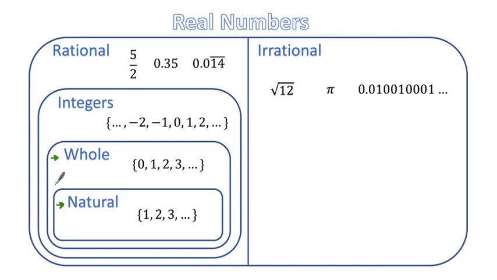Our whole numbers include our natural numbers, but also include 0, a number that is not included in our natural numbers. So the difference between our natural and our whole numbers is that whole numbers include 0 and natural numbers do not.